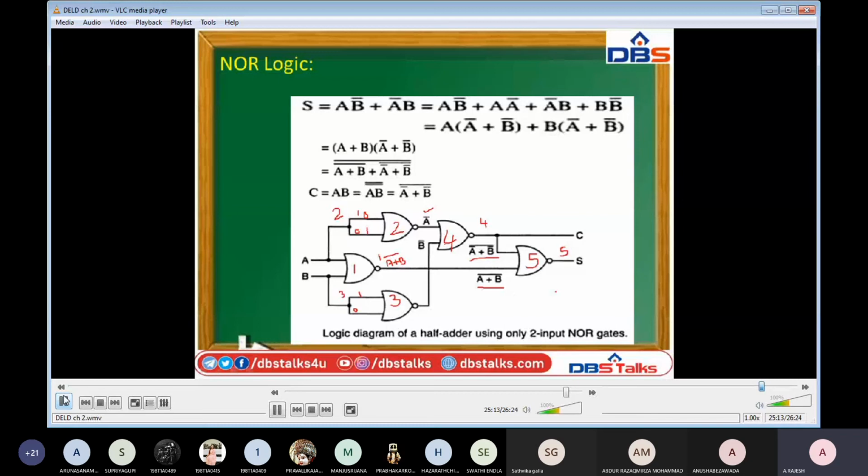Then that will be equal to A exclusive B. This one is also A exclusive B. If you reduce that one, then you are going to obtain A exclusive B, and this will be your AB.